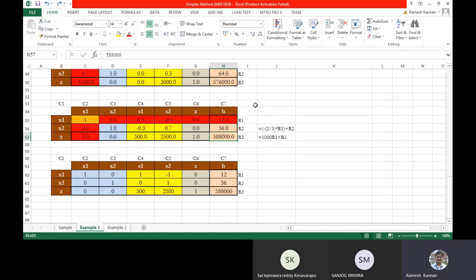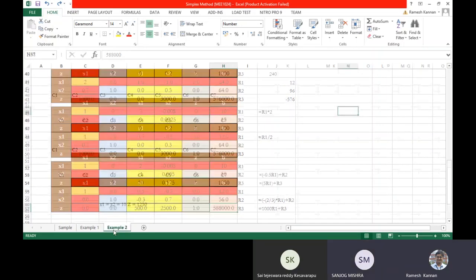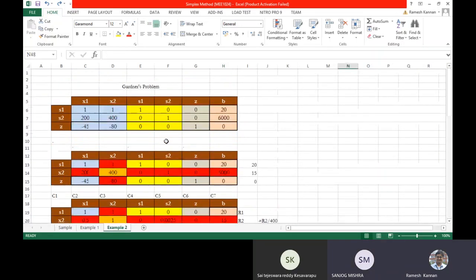And in the last class, I asked you to do the gardener's problem. Have you ever tried the problem? No, sir. Okay, so that is our gardener's problem, which is this problem. I have done the gardener's problem in the simplex method also. Probably you can try. I'll give you a couple of minutes.